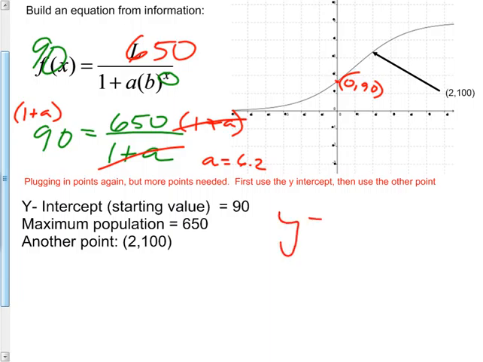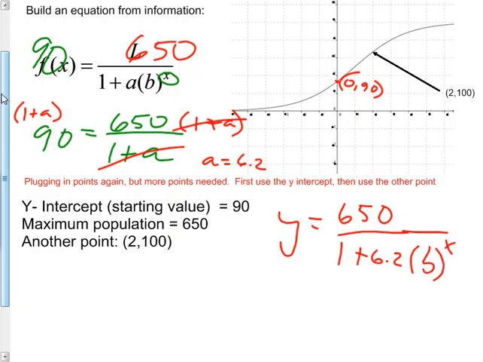Now what? I rewrite it again. Y equals 650 over 1 plus, this time I know A, 6.2, times B, which I don't know, to the x. And now I use the other point to figure out B. Plug those in, figure out what B is. Some of you have probably already done it. Again, if you wanted to, you can graph it. Find B that way.